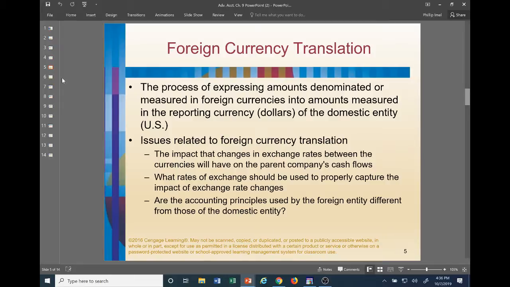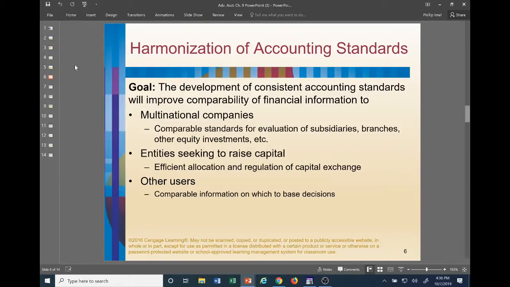Now, in addition to these issues, what about the possibility that the accounting principles used by the foreign entity are not the same as those of the domestic entity? Harmonization of accounting standards. Harmonization of accounting standards has as its goal the development of consistent accounting standards that will improve comparability of financial information.